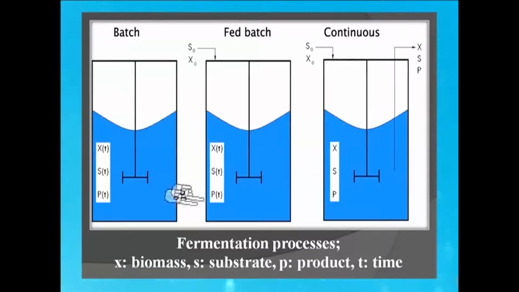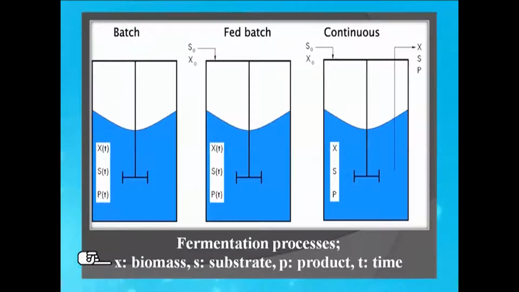Now in this picture, the X stands for biomass, which is the cells. S stands for substrate, that is the component which is to be converted to product by the cell. P is obviously the product, which is the outcome that we are supposed to get, and T refers to time.